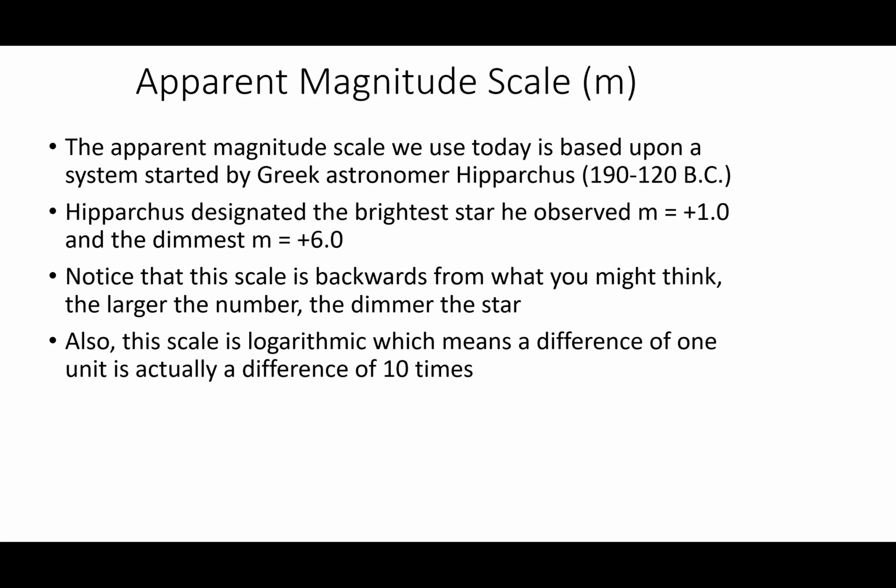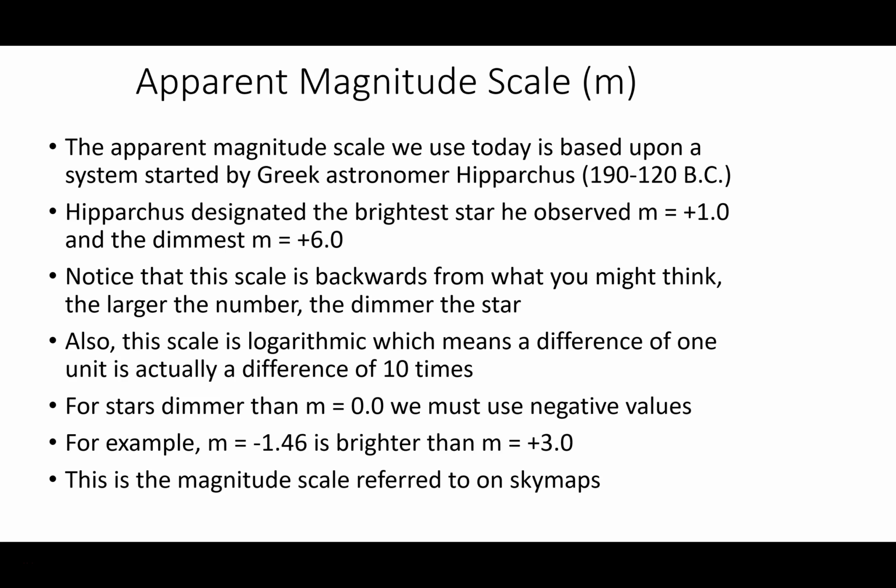And remember that if somebody says it's a +1 versus a +2 magnitude, two different objects, remember that's a factor of 10 actually dimmer for that +2 object. And then also remember we have negative magnitude numbers because we actually have things that are brighter than +1.